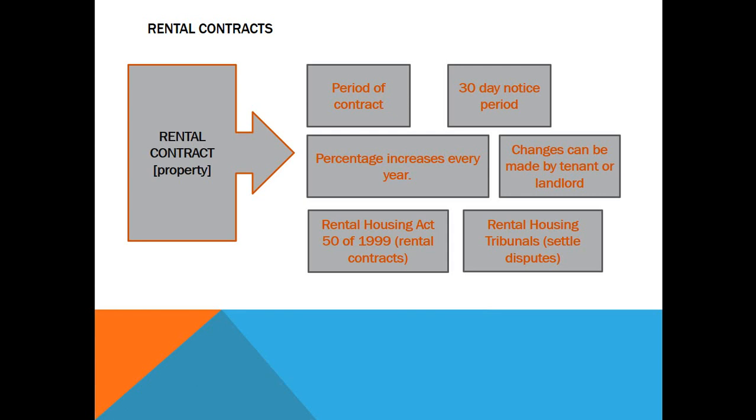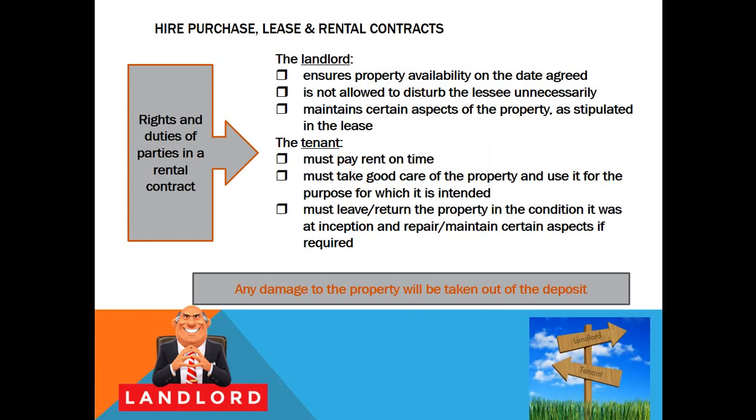They need to say what increase is going to happen each year in terms of how much rent you'll be paying. Changes can be made to the contract, but it needs to be in consultation. The landlord can't just make changes and give it to you. He needs to warn you that these changes will be coming. There are two laws that govern this, and the first one is the Rental Housing Act as well as the Rental Housing Tribunal. If there is any dispute or any conflict over the rental agreement, it will go to this tribunal.